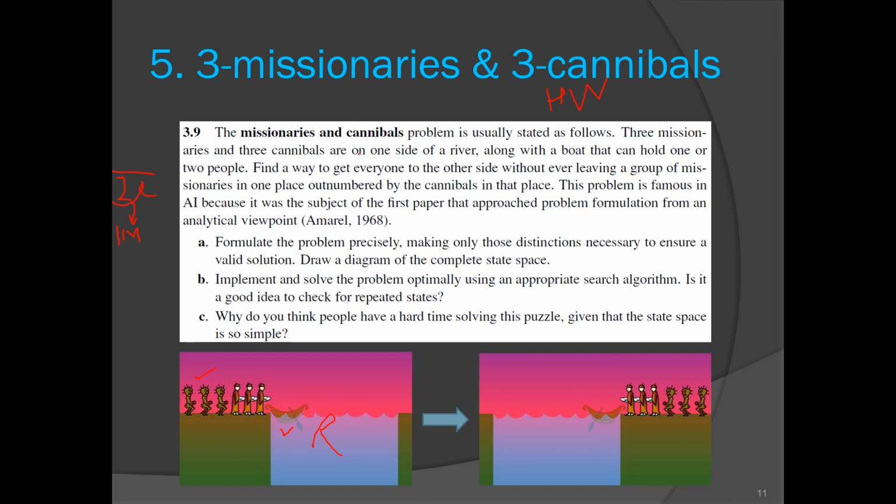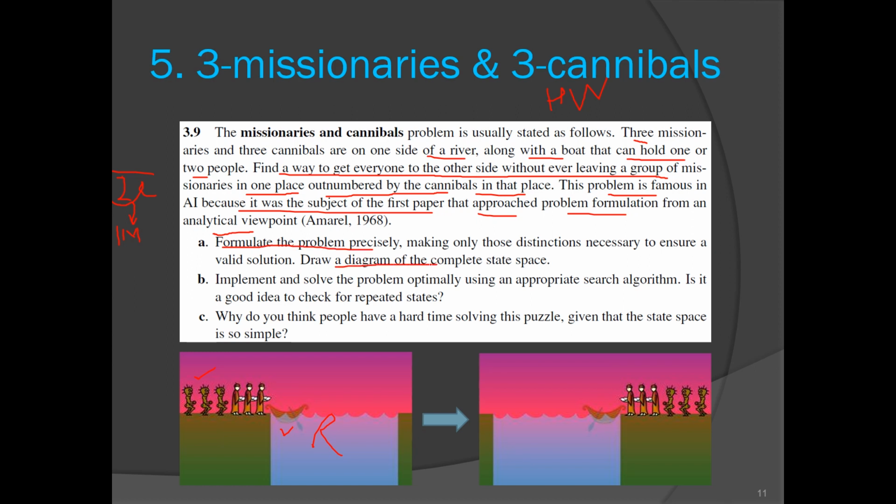So read the problem statement here. 3 missionaries and 3 cannibals are on one side of a river along with a boat that can hold 1 or 2 people. Find a way to get everyone to the other side without ever leaving a group of missionaries in one place outnumbered by the cannibals in that place. This problem is famous in AI because it was the subject of the first paper that approached the problem formulation from an analytical viewpoint.